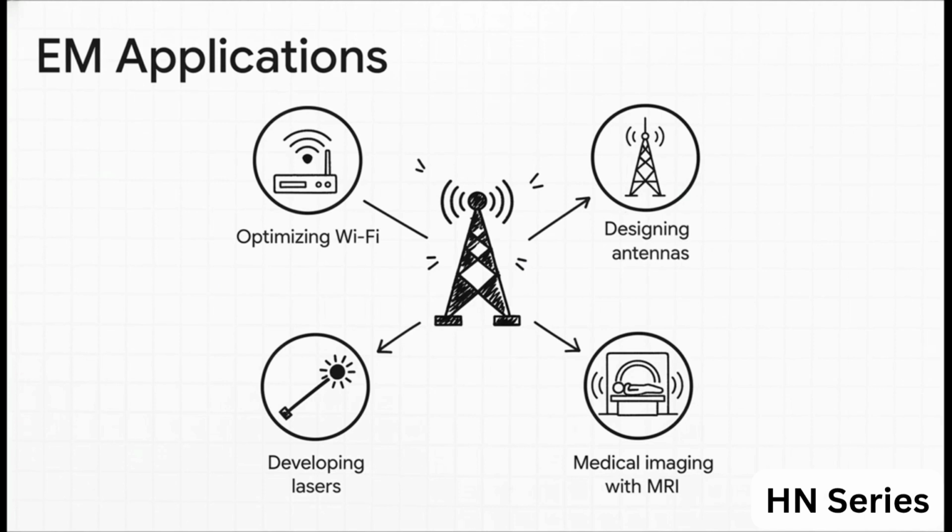So engineers use the Helmholtz equation to figure out exactly how the radio waves from your router are spreading through your house. This helps them build better antennas. But it's also totally essential for your cell phone signal, for developing lasers, and even for medical tech like MRI scans, which also use radio waves to see inside our bodies.